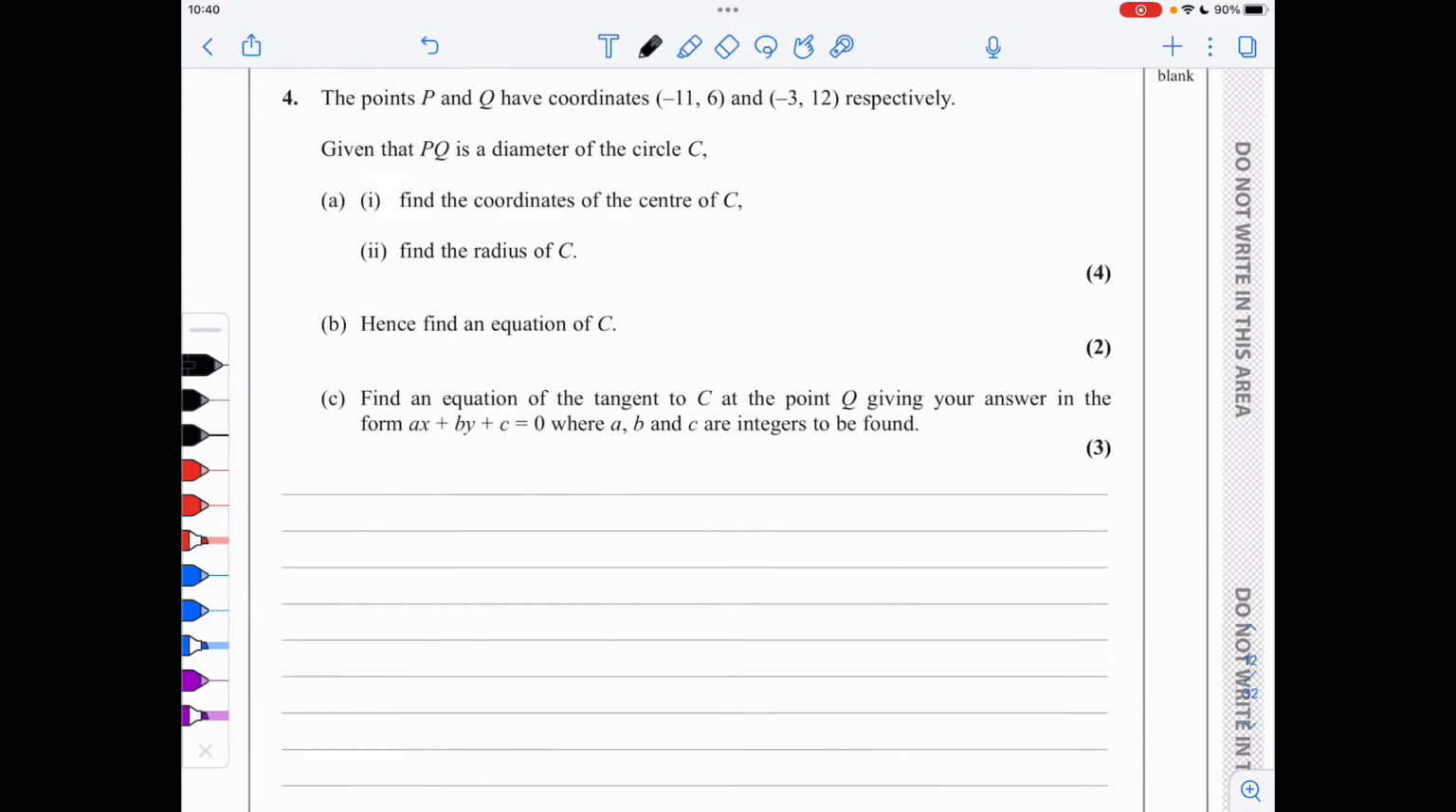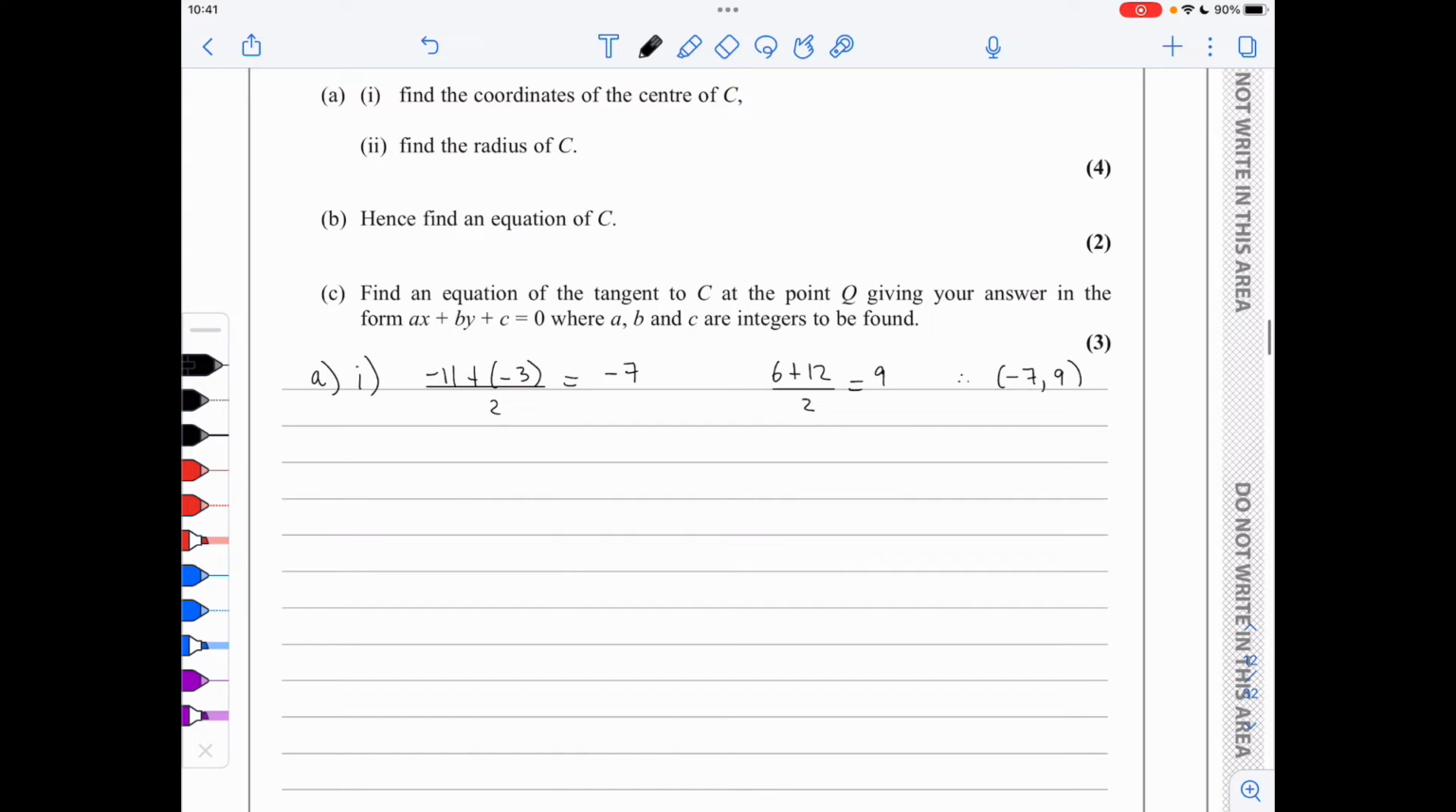Two turning points. In question 4, it's the points P and Q here, with PQ being a diameter of the circle, and we need to find the coordinates and the radius of C. I will start by finding the coordinates of the center. Since PQ is a diameter, the midpoint of P and Q will be the center of the circle. So minus 11 plus negative 3 over 2 is equal to negative 7, and 6 plus 12 over 2 is equal to 9, and therefore the center of the circle is minus 7, 9.